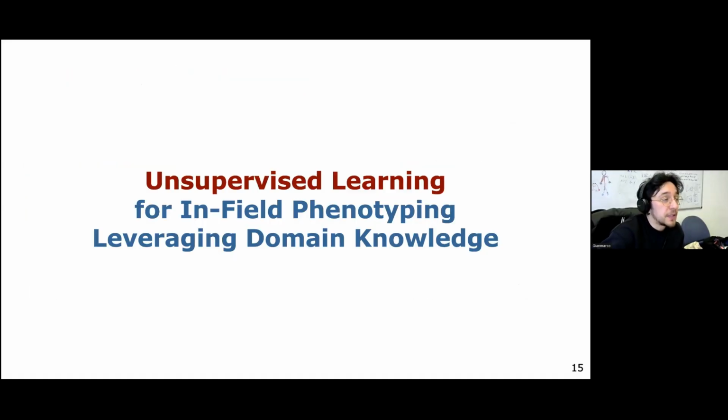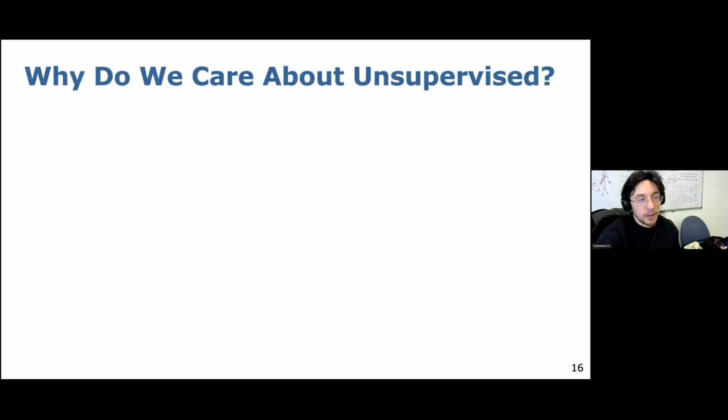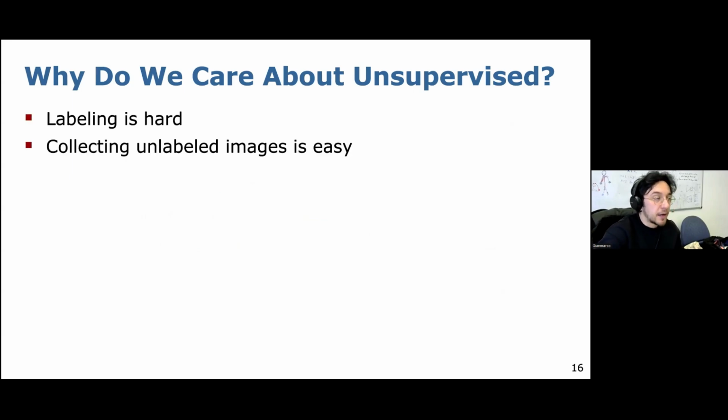However, for most of my PhD, I actually worked with unsupervised learning, which basically means that we are not using the label. And one could ask, why do we care about unsupervised, as we were seeing that the supervised version was working quite nicely? And the main reason is that labeling is really hard, while collecting unlabeled images is relatively easy.